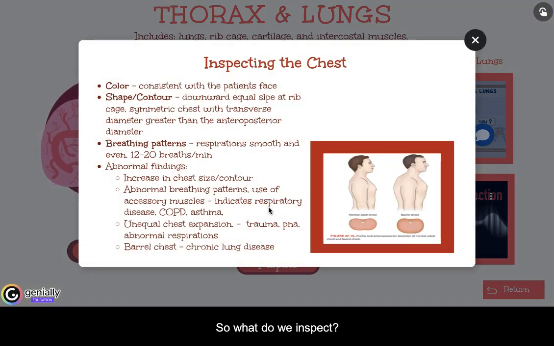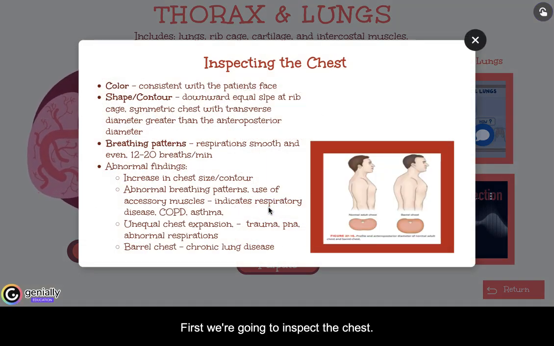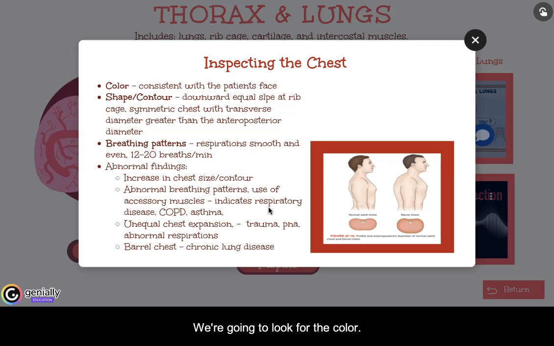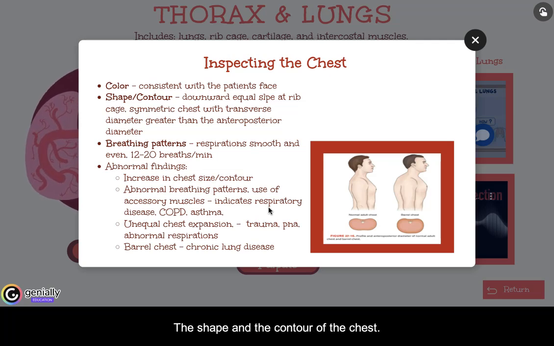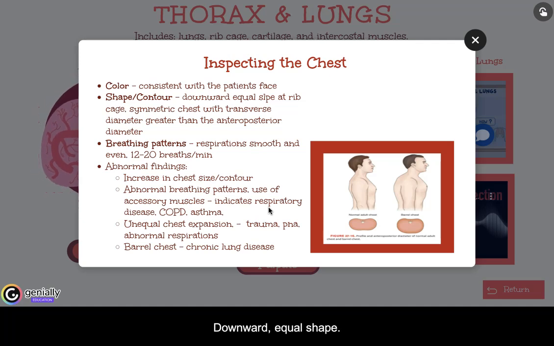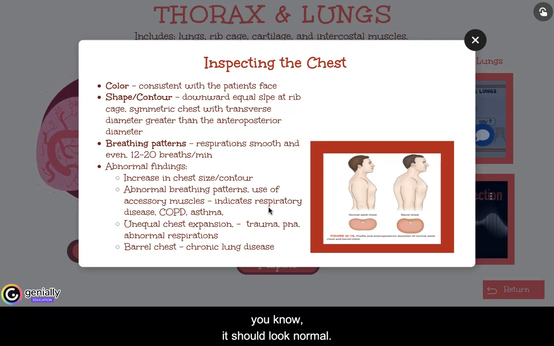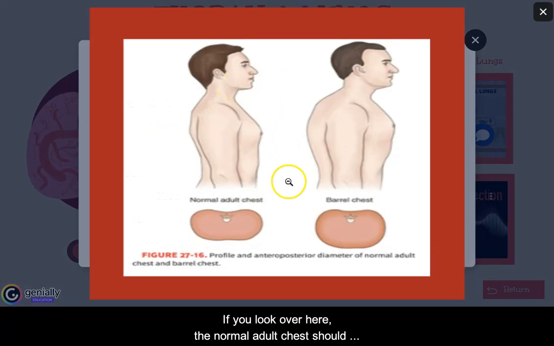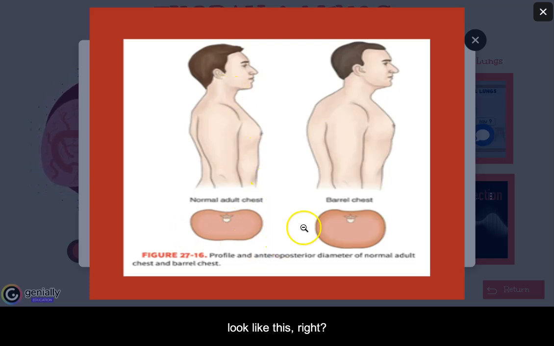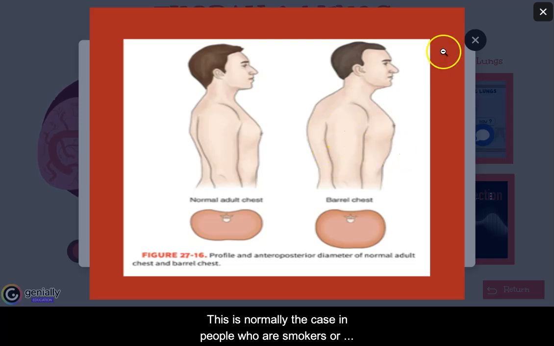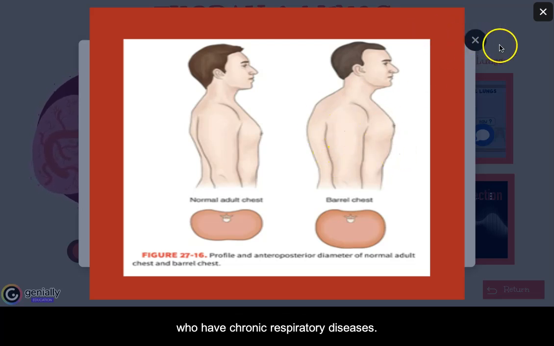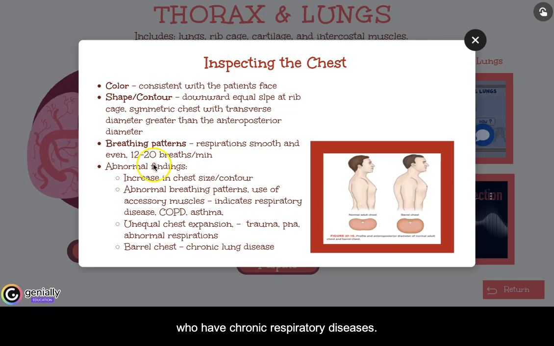So what do we inspect? First we're going to inspect the chest. We're going to look for the color. Is it consistent with the patient's face? The shape and the contour of the chest should be symmetric and look normal. If you look over here, the normal adult chest should look like this, right? This is what we call a barrel chest. This is normally the case in people who are smokers or who have chronic respiratory diseases.